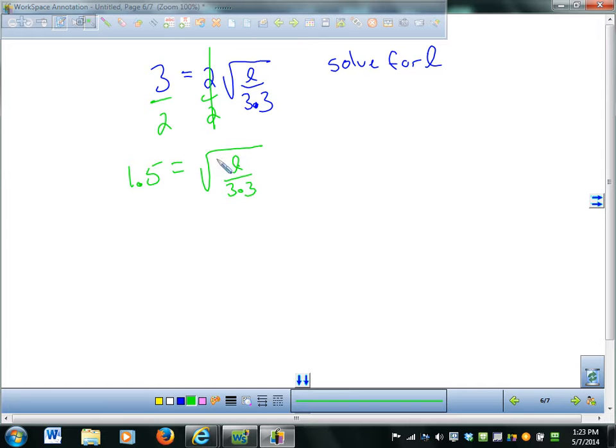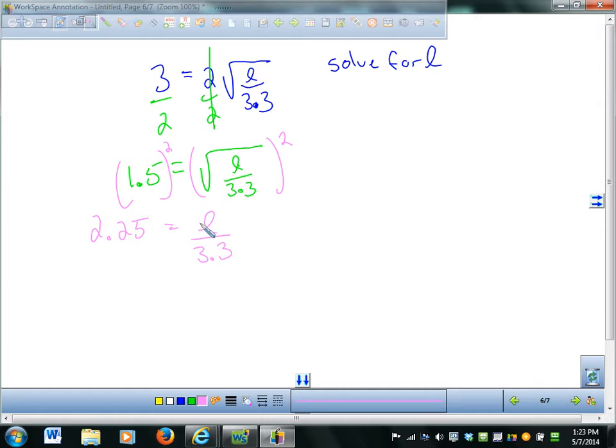How can I get rid of that square root symbol? Square both sides. So I'm going to square this side, and I'm going to square this side. Anyone know what 1.5 squared is? You just square 15 and move the decimal, so it's 2.25. And what happens when I square this square root? The square root goes away, so I get L over 3.3.